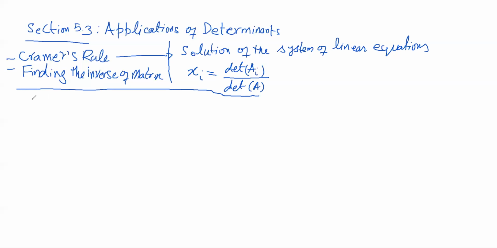So suppose we have the system of linear equations as 14x1 plus 5x2 is equal to 13, and the second equation is 5x1 plus 2x2 is equal to 8. For this system, we need to find the values of x1 and x2 using Cramer's rule. Of course, we can easily find the answer to this, but let's just focus only on Cramer's rule. So in Cramer's rule, we need these determinants, Ai and A.